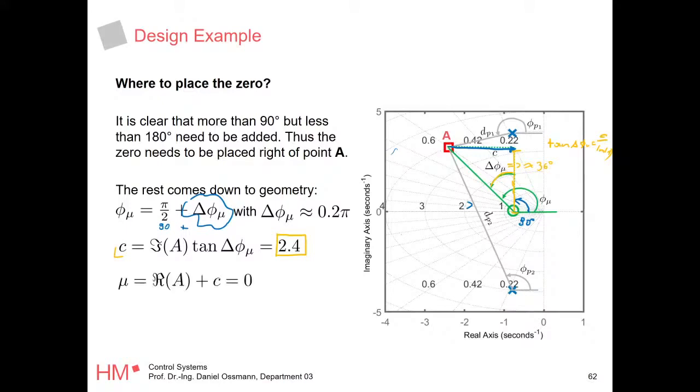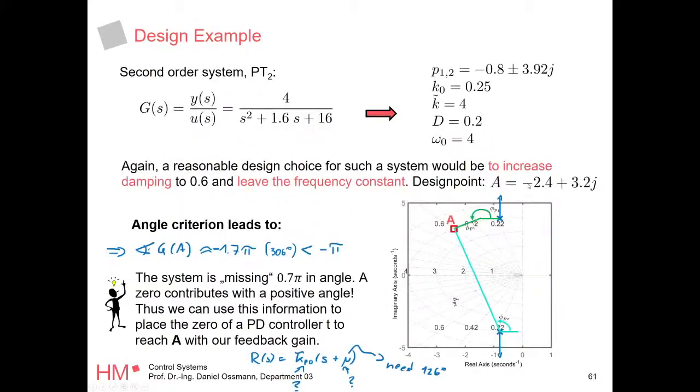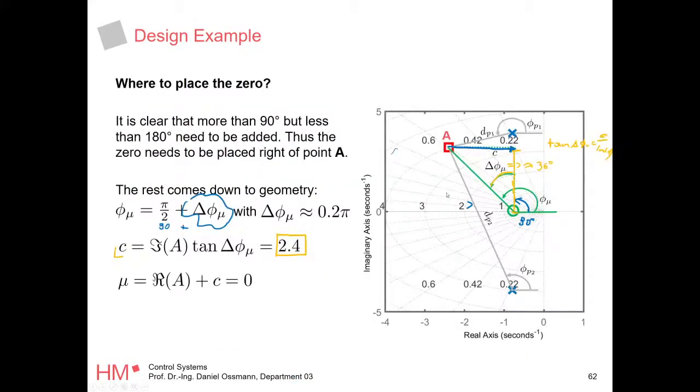Okay, so where is that? We simply take the real part of A, and I'm going to cheat because I'm going to look back at the last slide. Minus 2.4. Okay, very well constructed problem. So this guy here is minus 2.4. We add 2.4, and it's going to be 0. So we need to place a 0 at 0, a 0 at the origin. So this 0 needs to be placed here. What happens if we place the 0 exactly at 0? We're going to add exactly the angle we need, and point A will be on our root locus curve.